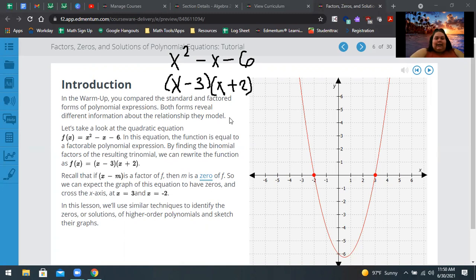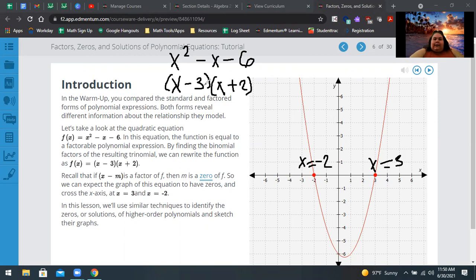Now, they're saying that if you have the factors, you can determine the zeros. What does that really mean? Well, remember what I said: zeros, solutions, and x-intercepts are all the same thing. So as they have it right here, the red dots, they have x equals negative 2 here, and x equals 3. So the solutions are negative 2 and 3, or you can do it algebraically by factoring it.